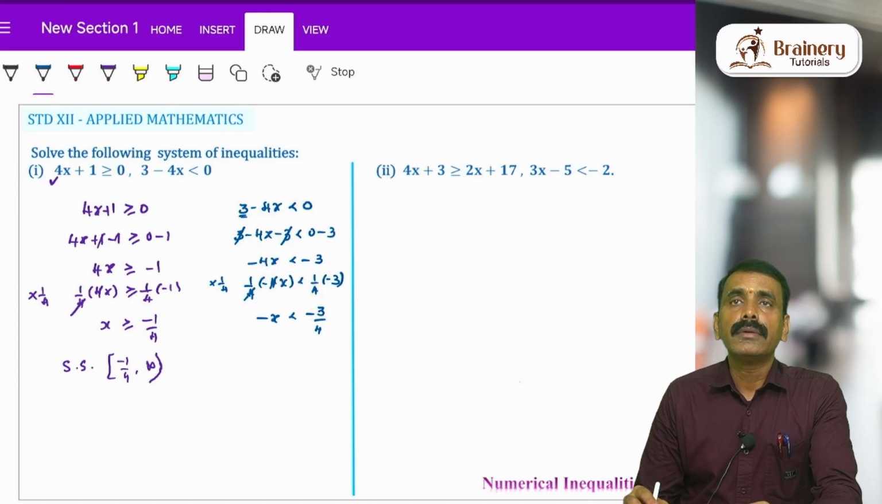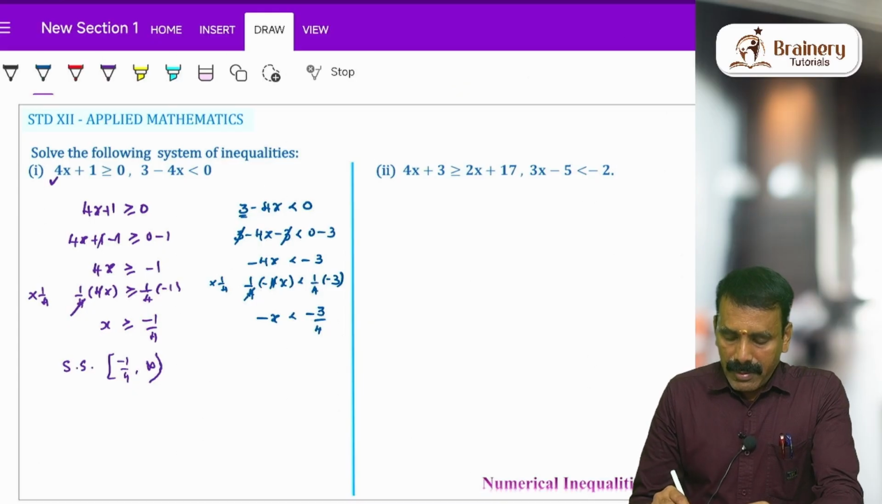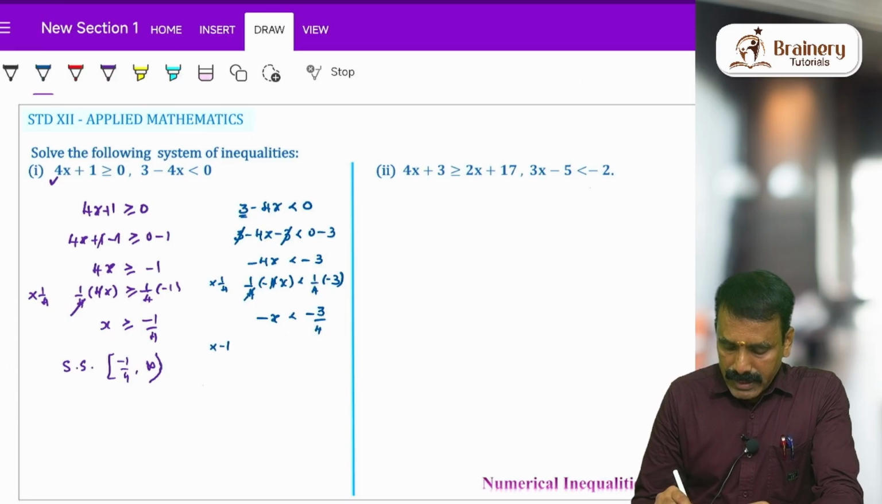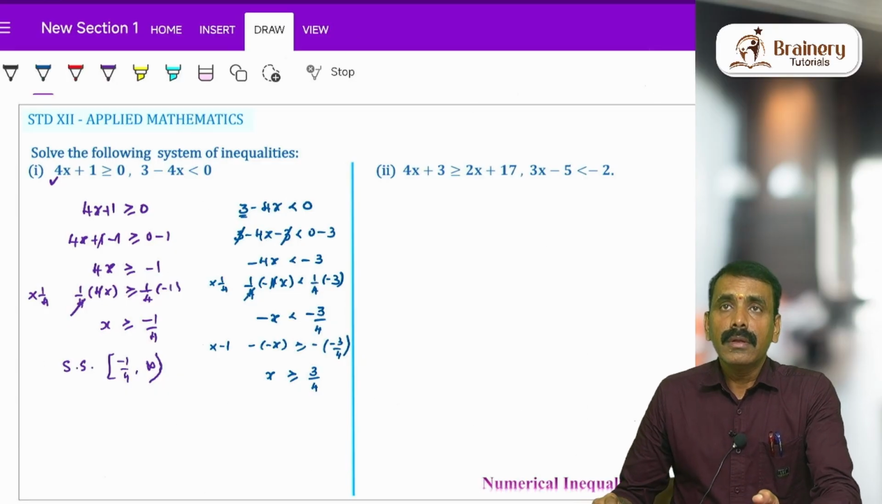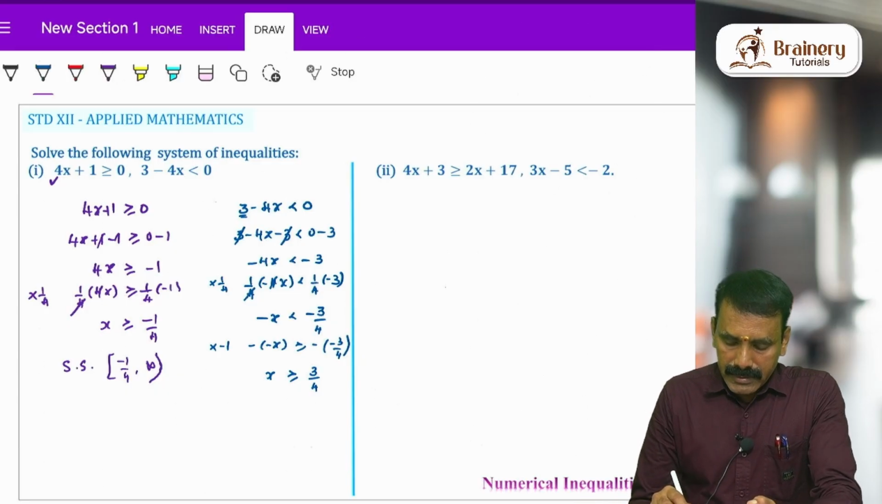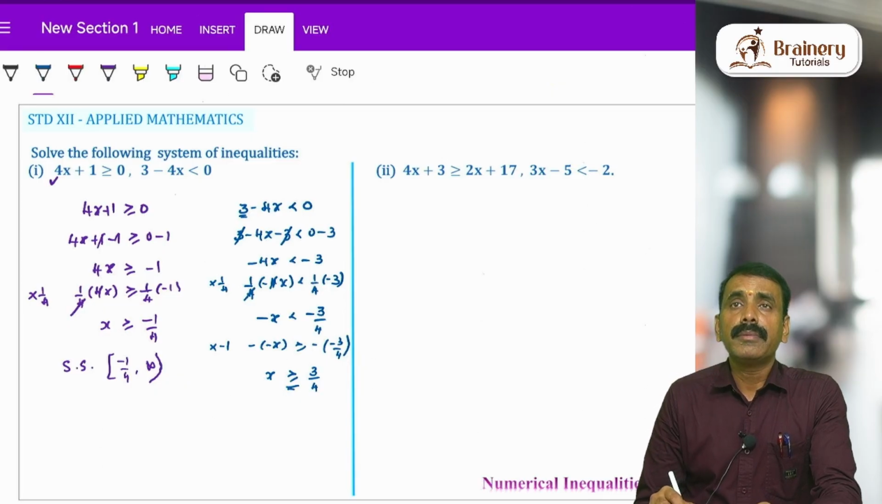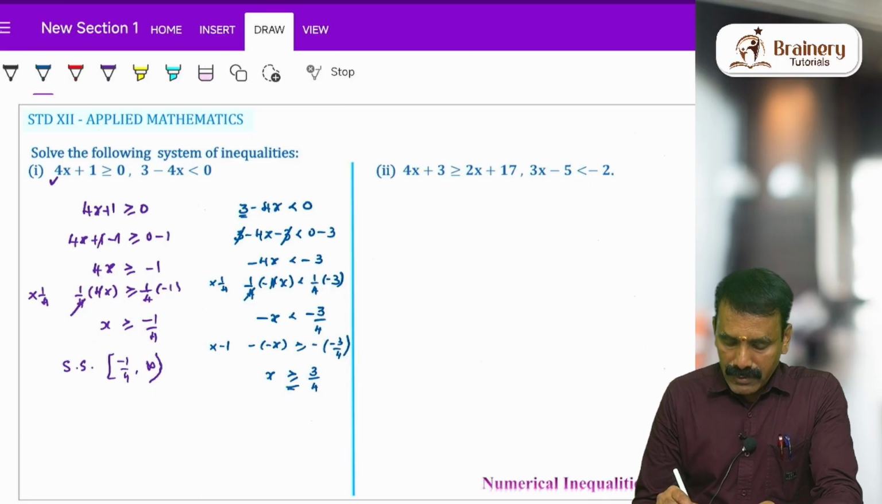Okay. Now I am having negative sign with x, so I multiply with minus 1. When I multiply with minus 1, minus of minus x is greater than or equal to minus of minus 3 by 4. So x is greater than or equal to plus 3 by 4. Okay. So here we are having equal to symbol and it is going to be greater than or equal to 3 by 4. So the solution set for this inequality will be 3 by 4 to infinity.